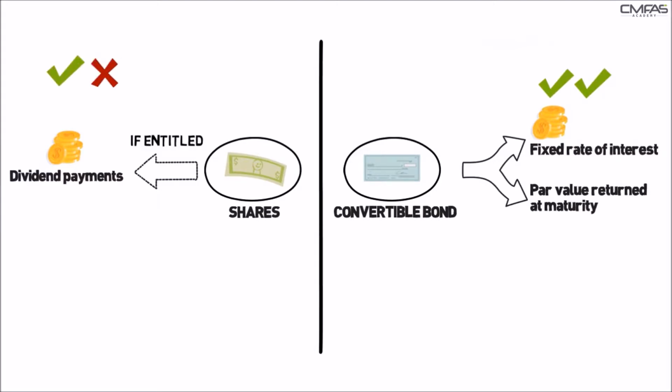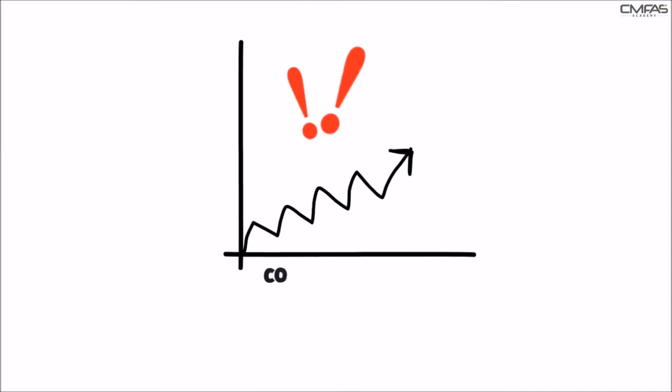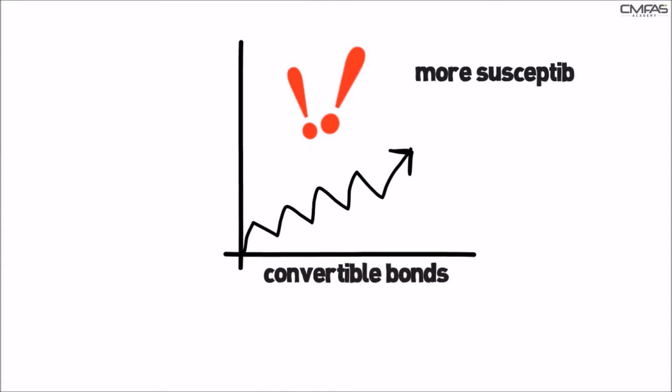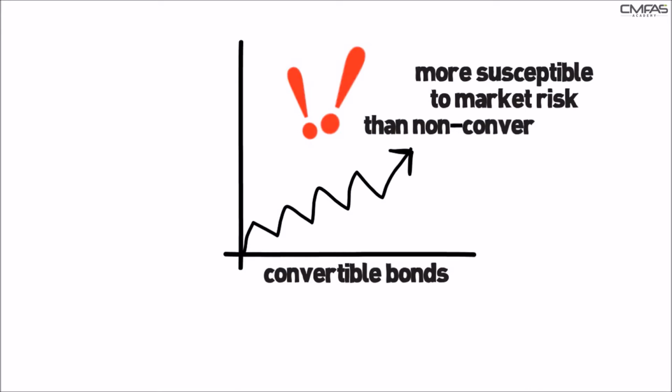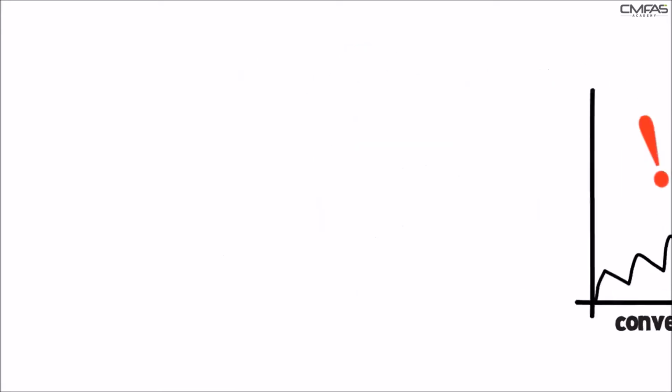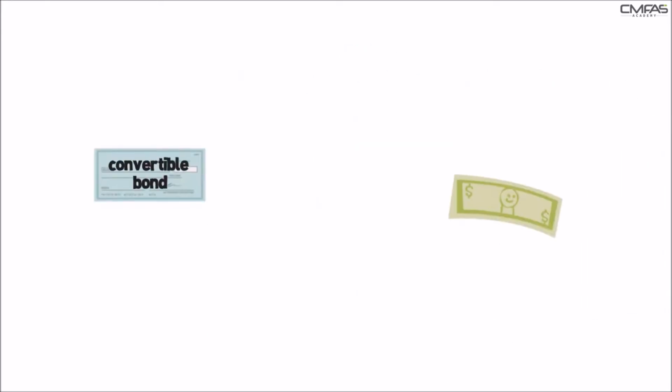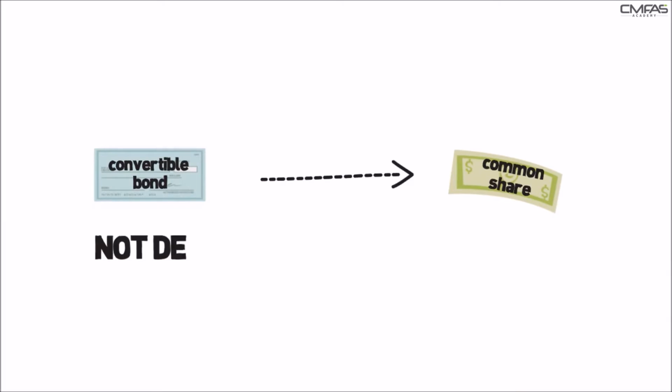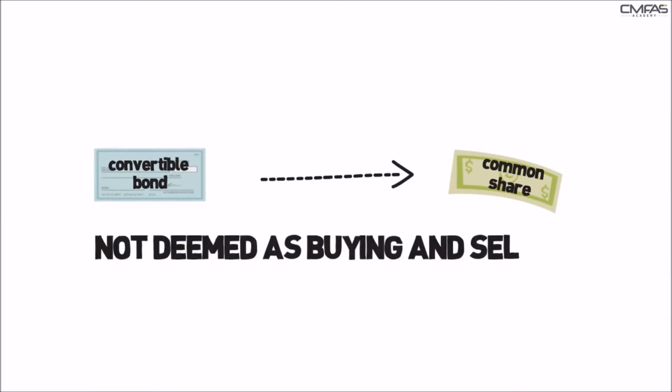A convertible bond is not entirely immune to volatility that may be experienced in the market in general or by its underlying share. Instead, it may be more susceptible to this market risk than comparable non-convertible bonds. Should the investor decide to make a conversion to common share, such conversion is not deemed to be buying and selling from a taxation perspective.